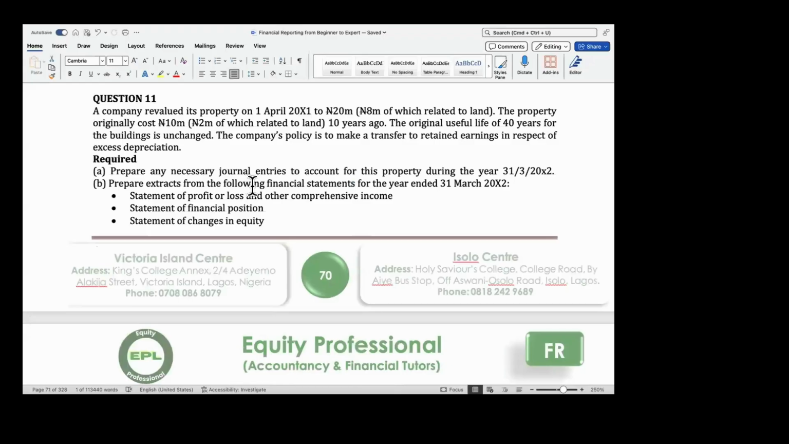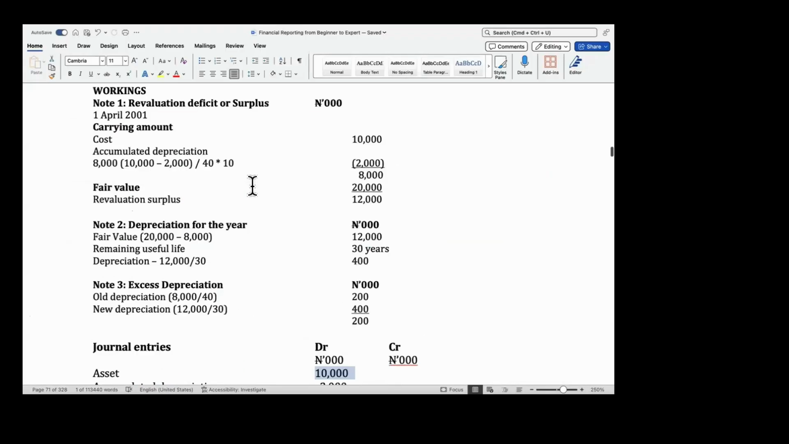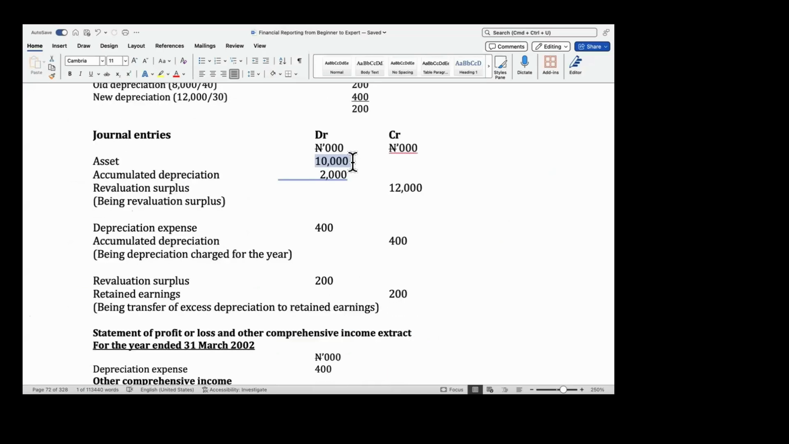The same principle all along. So we debit the asset by 10 million. So after we have dealt with that, the revaluation surplus of 12 million will be credited. We credit 12 million. So what will make this journal balance is 2 million, which I told you will always be the accumulated depreciation that we need to cancel out, which is the accumulated depreciation that we computed here.